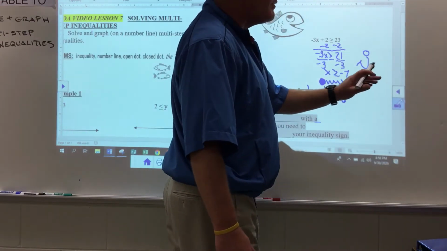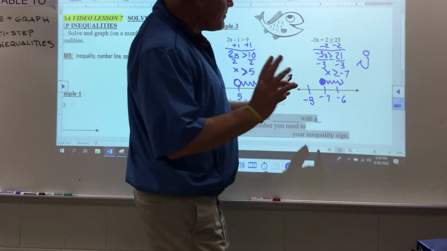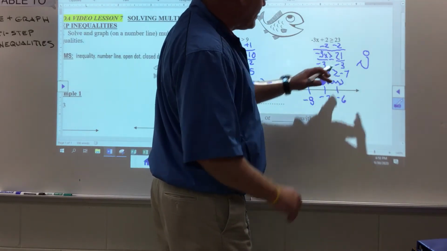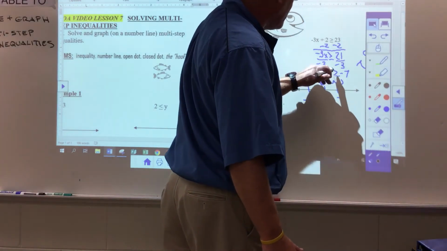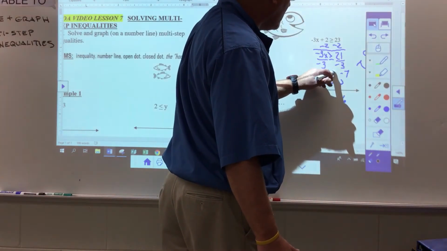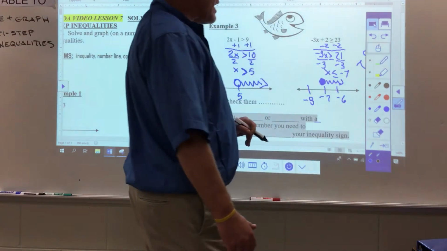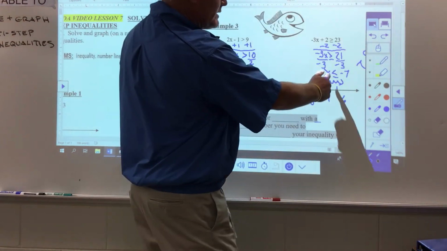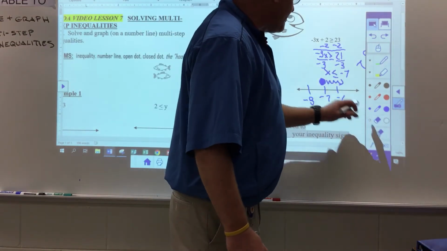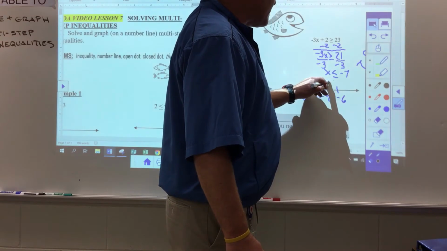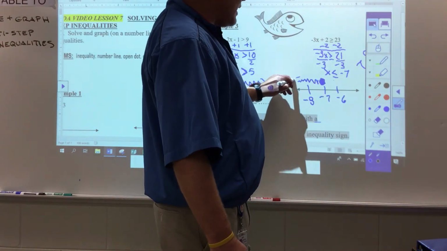So they know they have to flip or reverse that inequality sign. So let's go back and see what we have to do here. Right here, we divided by -3. So let me grab an eraser and change the direction of that inequality sign. So x is now smaller. It's being pointed at there. So we have to erase this and shade to the left in this case.